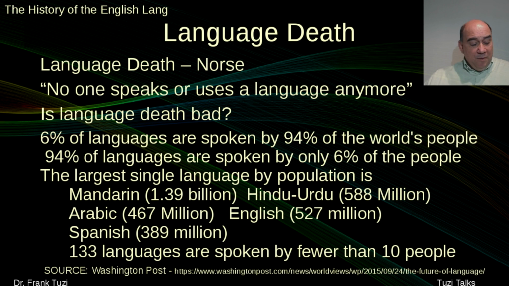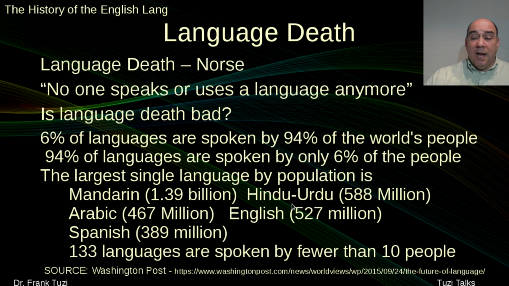Okay, let's get some information here just to let you know. About 6% of the languages that are spoken are the majority of the people who speak them. 94% of the people in this world speak the six primary languages. The opposite is also true. The largest languages by population are Mandarin or Chinese, which is almost 1.4 billion, and Hindi and Urdu, which is 590 million.